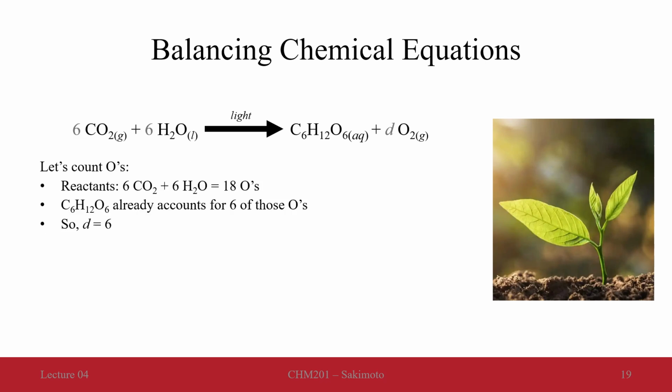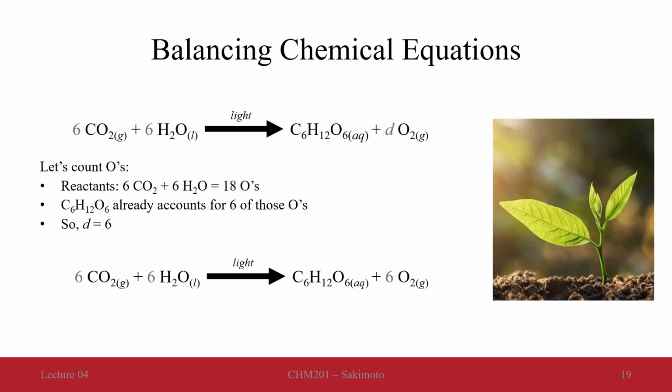But by doing some quick accounting, we would notice that our reactant should have 6 times 2 plus 6 times 1, or 18 oxygens we start with. We have to end with 18 oxygens. Our molecule of sugar already accounts for 6 of those 18 oxygens. So 12 must be appearing in this molecule of O2, which conveniently sets D to also be 6.